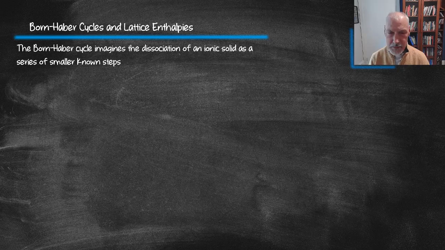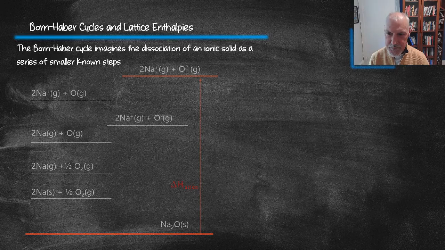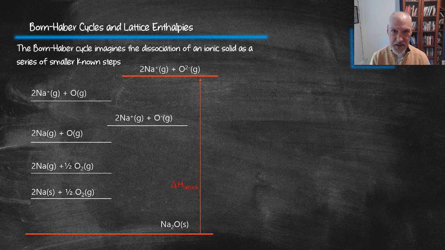The Born-Haber cycle is a technique to measure the lattice enthalpy using a series of steps. These steps we can find data for. So here's what the cycle looks like. We'll break it down first of all by starting with analyzing the information highlighted in red. Here I want to turn sodium oxide into its gaseous ions. That's the lattice enthalpy. So I want to start here and finish here.